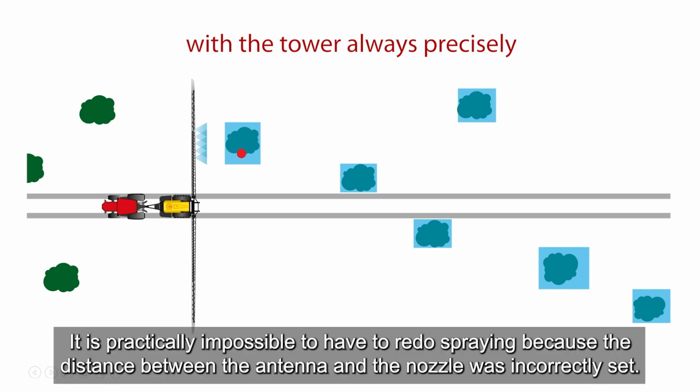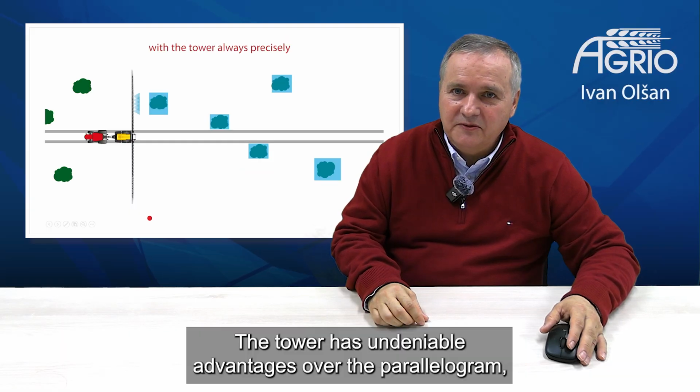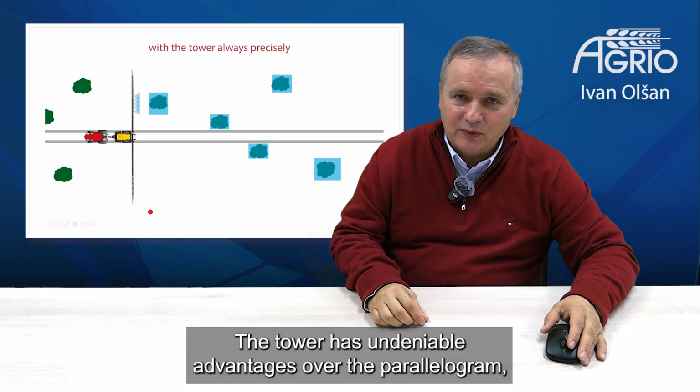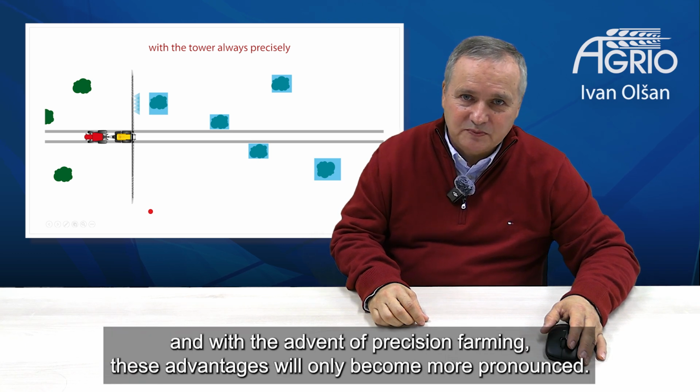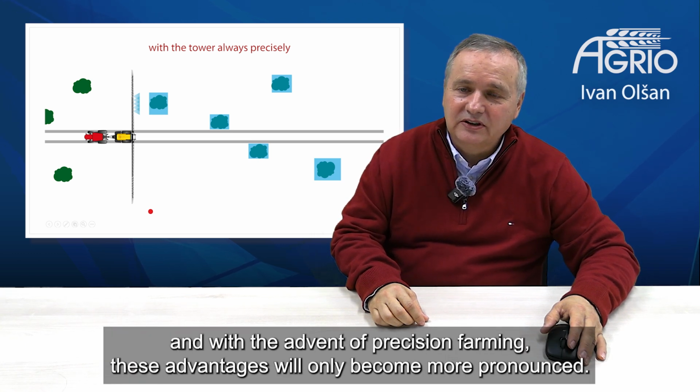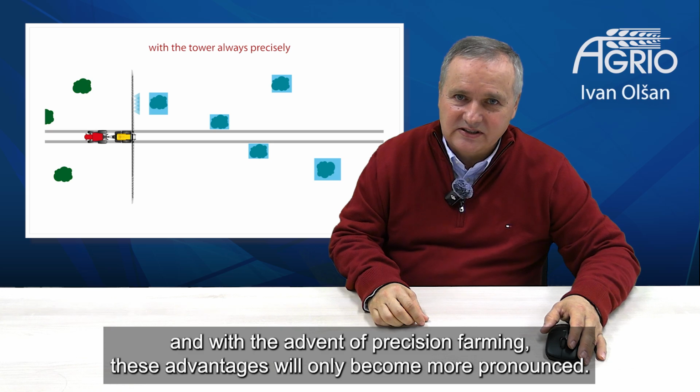It is practically impossible to have to redo spraying because the distance between the antenna and the nozzle was incorrectly set. The tower has undeniable advantages over the parallelogram, and with the advent of precision farming, these advantages will only become more pronounced.